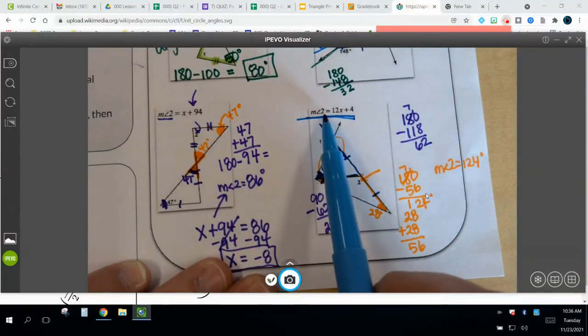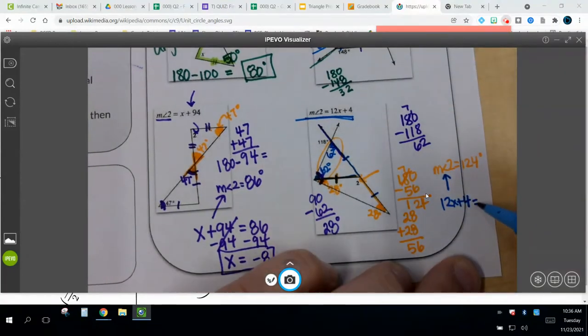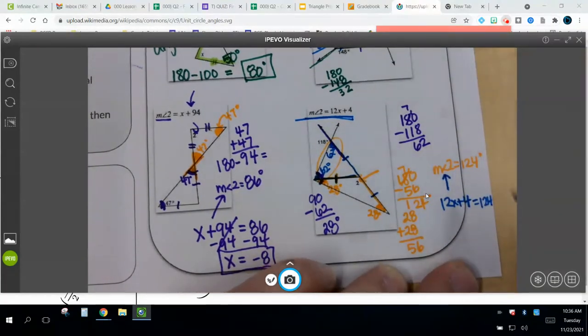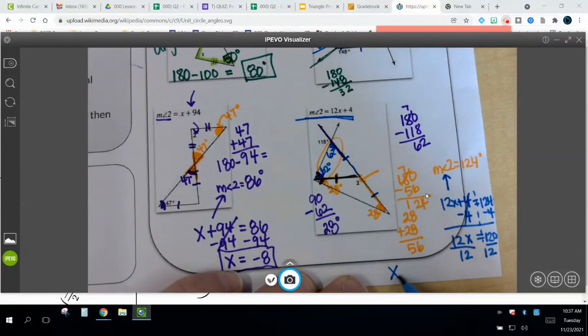Finally, to solve for x, we have an expression for the measure of angle 2, 12x plus 4. So 12x plus 4 is equal to 124. Solving for x, we would subtract 4 first. 12x equals 120. Divide by 12, and we get x is equal to 10.